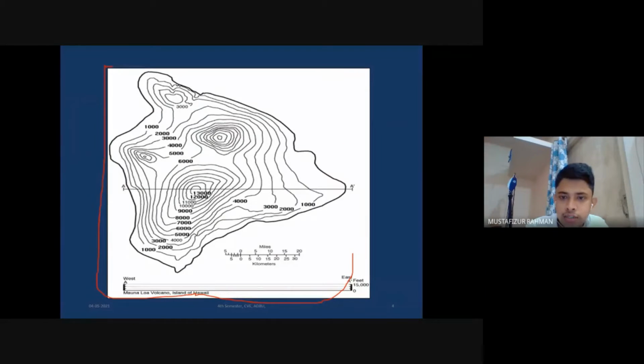This is 4,000, this is 3,000, this is 2,000. So therefore, the ground is increasing along this way. Then we see here 5,000, 6,000, 7,000, 8,000, 9,000, like this. The ground is increasing here. So we have a peak over here. Maybe we have a peak over here also. The values are not given here for clarity.